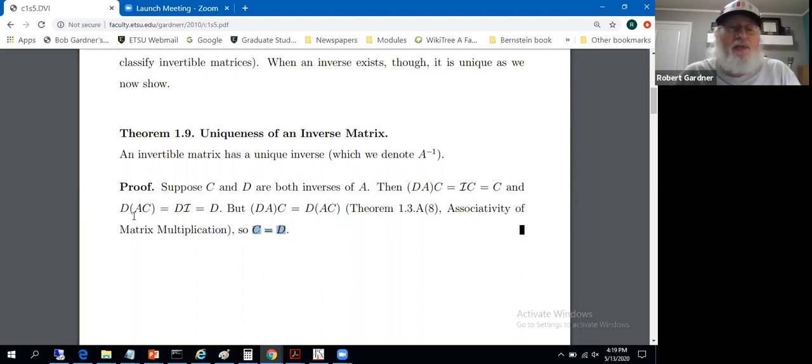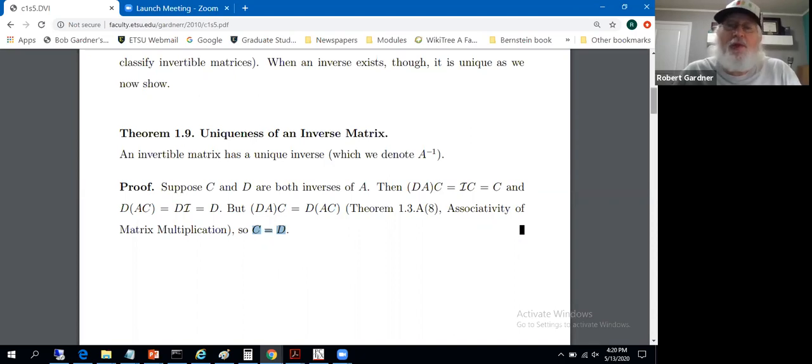Now let's consider D times AC. Same thing by associativity. Well, we've assumed C is an inverse of A as well. So A times C is the identity, and the bracketed quantity must be the identity, so we get D times the identity is D itself. Well, DA times C equals D times AC, associativity. So this quantity we just saw equals C, this quantity equals D, C equals D, there's the uniqueness. Okay, so when they exist, inverses are unique.